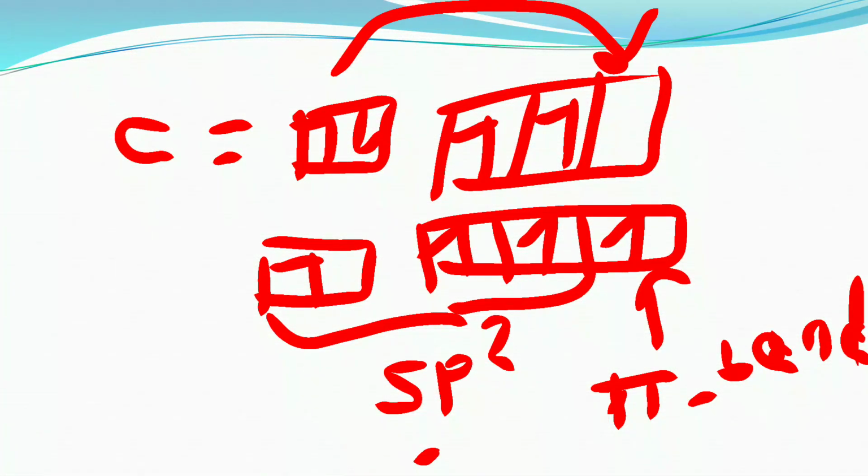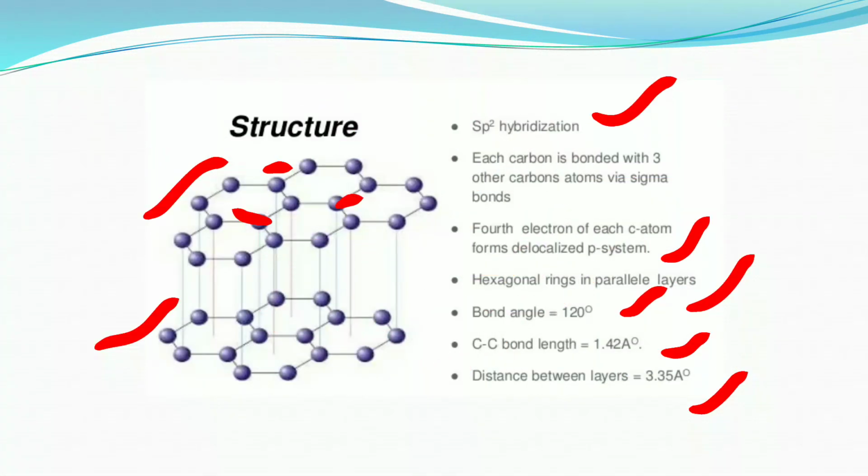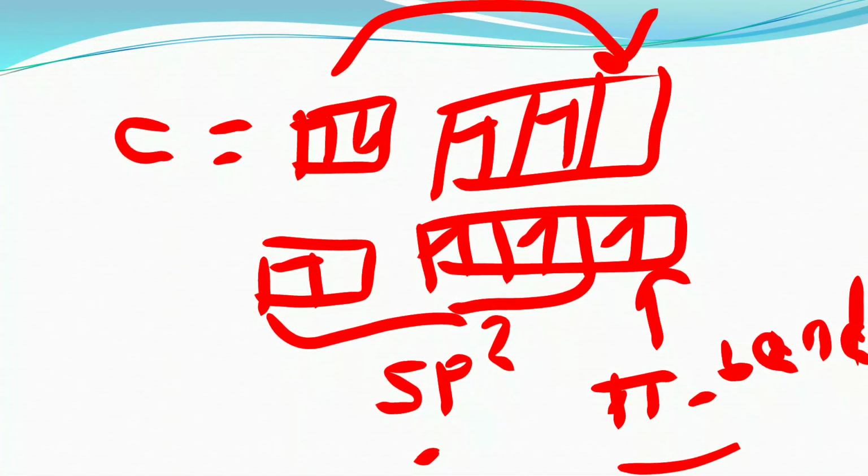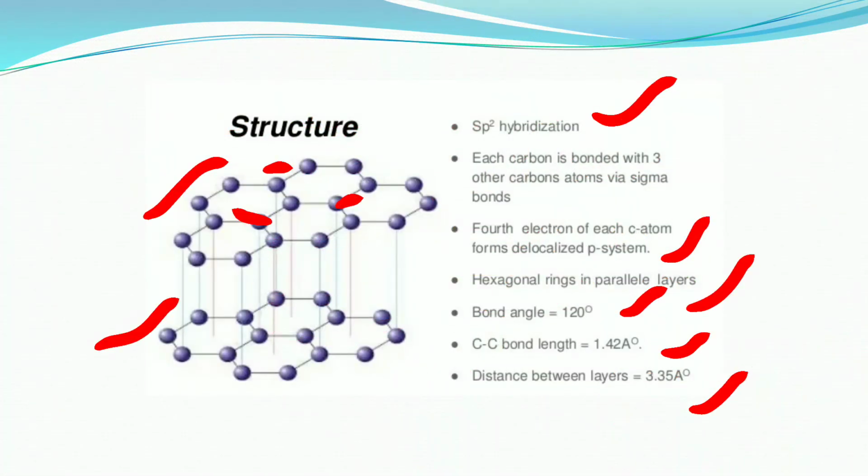And the sp2 hybridization always has what structure? Trigonal. Okay, and that's why here they have the hexagonal ring in a parallel layer, and the one remaining electron is useful for the formation of a pi bond. Their structure is trigonal planar. Here the number of carbons which are bonded together gives them a hexagonal ring structure. And sp2 hybrid orbitals always have a bond angle of 120 degrees. This is about the structure.